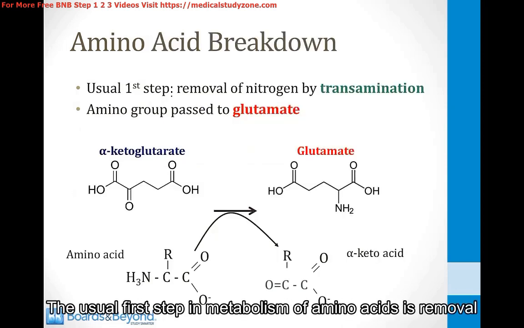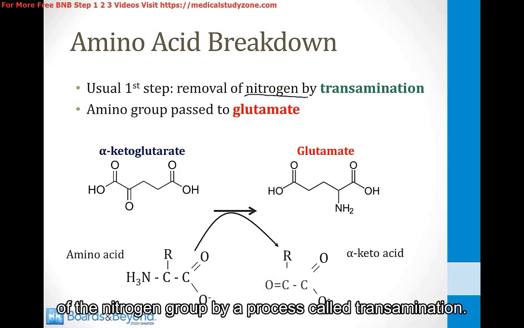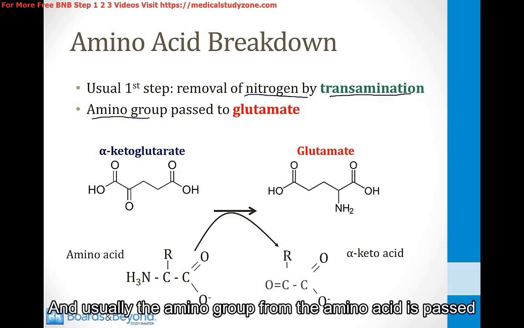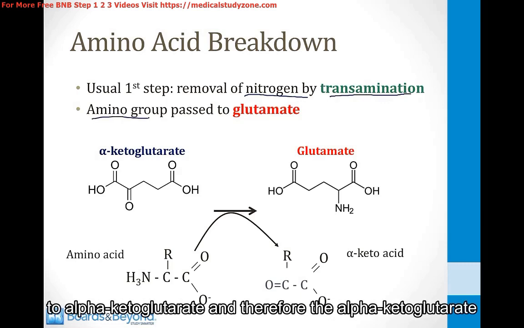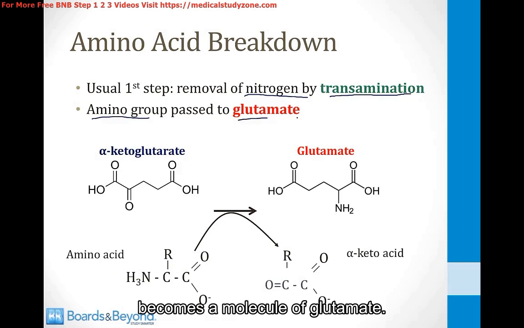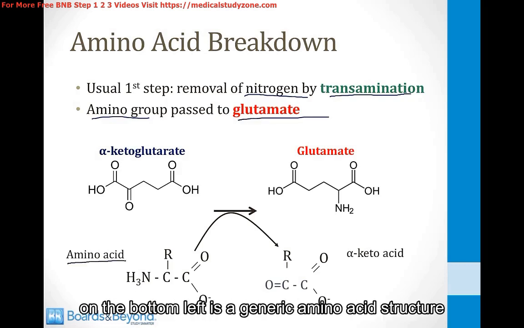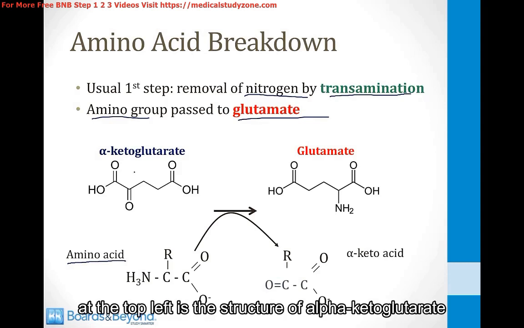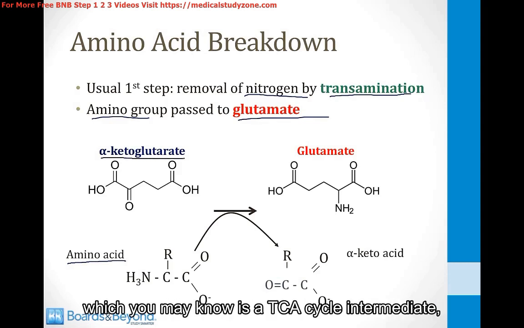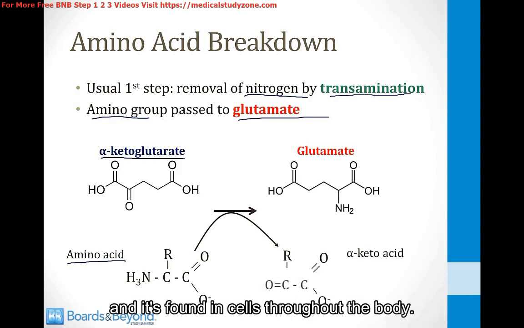The usual first step in metabolism of amino acids is removal of the nitrogen group by a process called transamination. Usually the amino group from the amino acid is passed to alpha-ketoglutarate, and therefore the alpha-ketoglutarate becomes a molecule of glutamate. If you look at the bottom of the screen here, on the bottom left is a generic amino acid structure. At the top left is the structure of alpha-ketoglutarate, which you may know is a TCA cycle intermediate, and it's found in cells throughout the body.